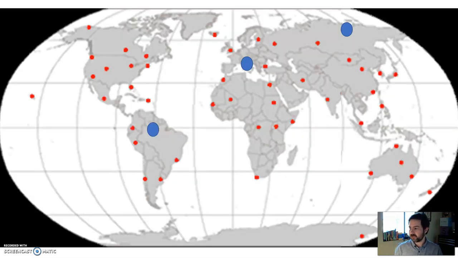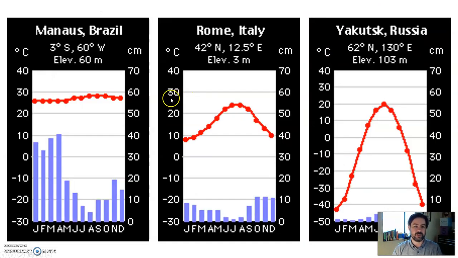fluctuations. So let's again look at some cities, one in South America, right on the equator, one in Europe, a little bit more north, and again, Yakutsk, Russia. So again, you can see it really drives the temperature fluctuations, the temperature ranges, I should say. Around the equator, so around 3 degrees south of the equator, so pretty much right there, little fluctuation.